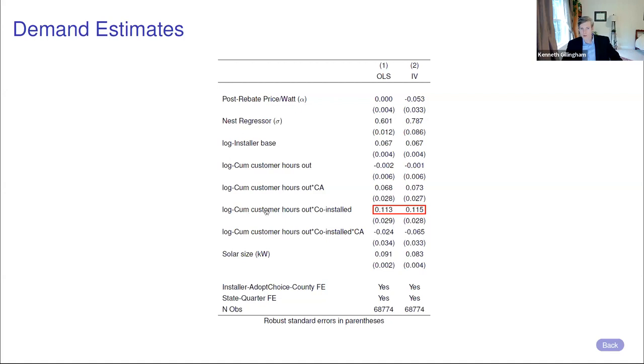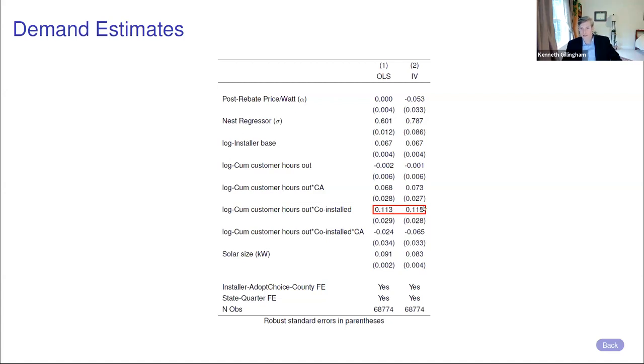This is the cumulative number of hours that an outage occurs, and we also interact this with whether you co-install. What we see here is that if you've co-installed and you have more hours of an outage, your probability of adopting is increased. That's what this positive coefficient means here. I can get into what it means in terms of percentage increases, but it's a notable percentage increase. So outages really are playing a role in this.